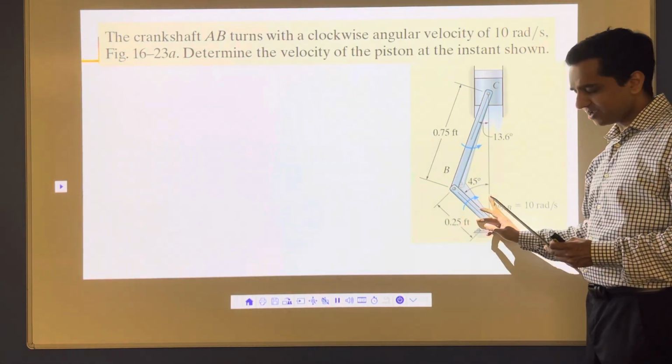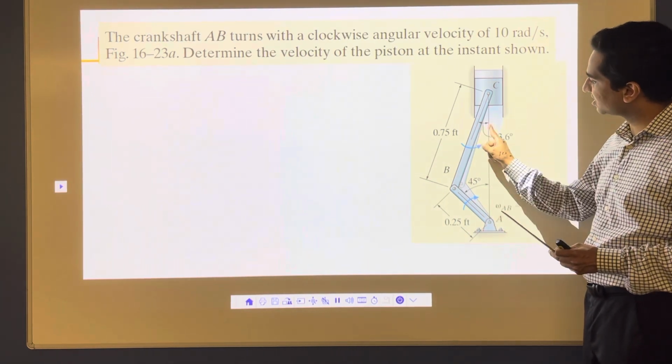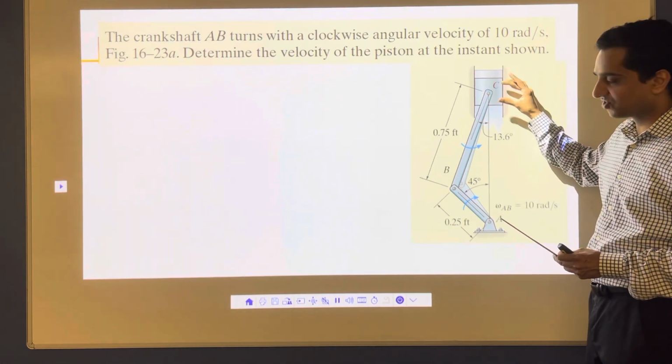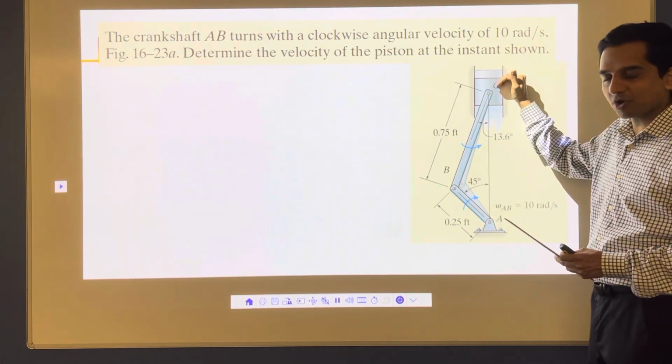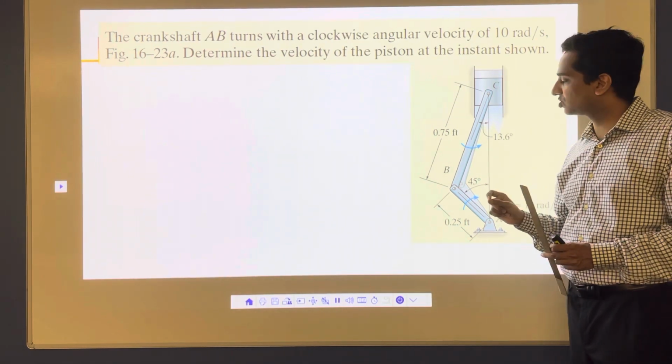So you are rotating, the angle is 45 degrees, and the velocity is given. At that instant, this angle is given as 13.6 degrees. So what is the velocity of C in the upward direction? That's the problem. Now to solve this problem, we are going to use the instantaneous center of zero velocity.